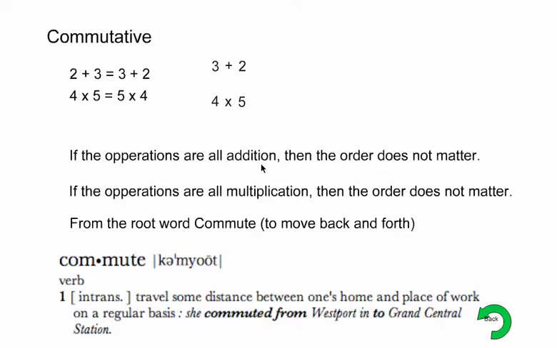If the operations are all addition, then the order does not matter. If the operations are all multiplication, then the order does not matter. So the commutative law basically says that the order doesn't matter. This only works for addition and for multiplication. It doesn't work for subtraction, and it doesn't work for division. The root word in commutative is commute. To commute means to move back and forth. So here's a dictionary definition, and there you go.